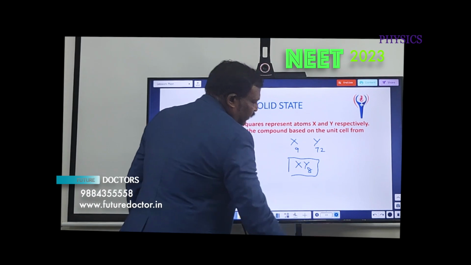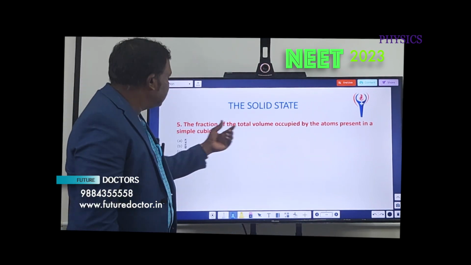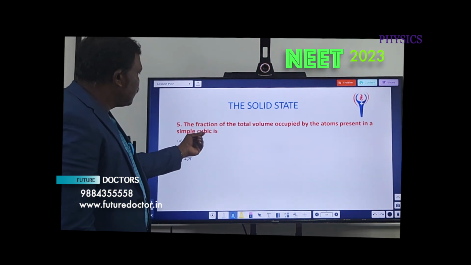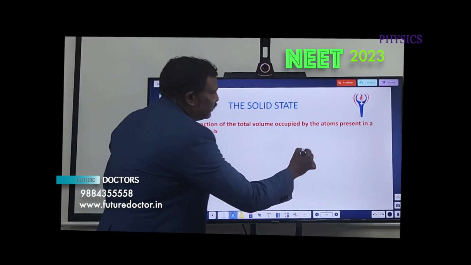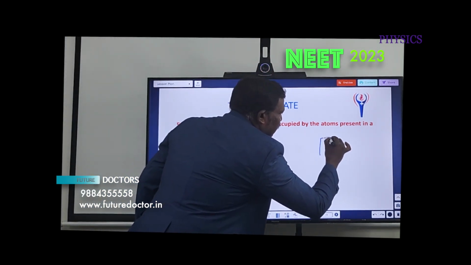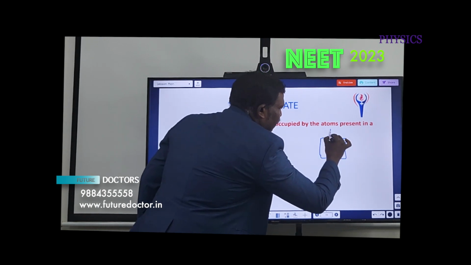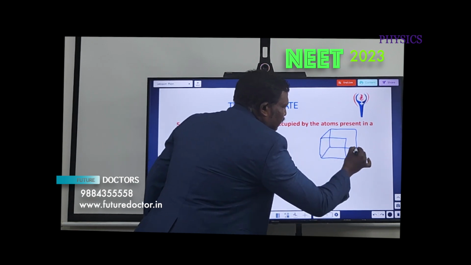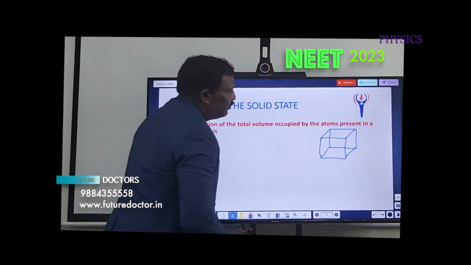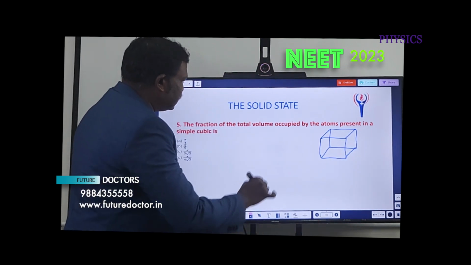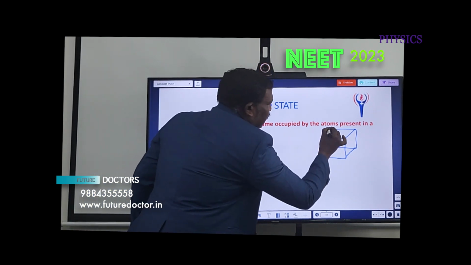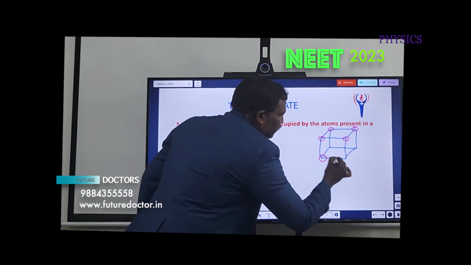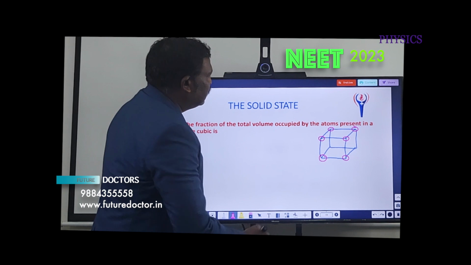Okay, right. Next one. The fraction of the total volume occupied by atoms present in simple cubic. What is simple cubic? Very simple. Atoms are occupying only the corners. That's why it's called simple cubic: only corners, not the center. Suppose here atoms are occupying only the corners. That's why it's called simple cubic.